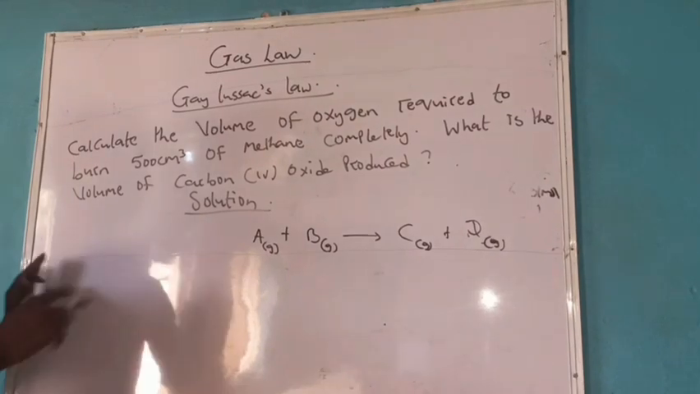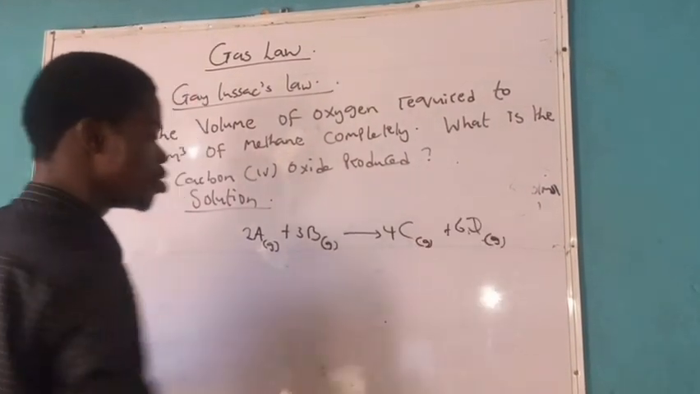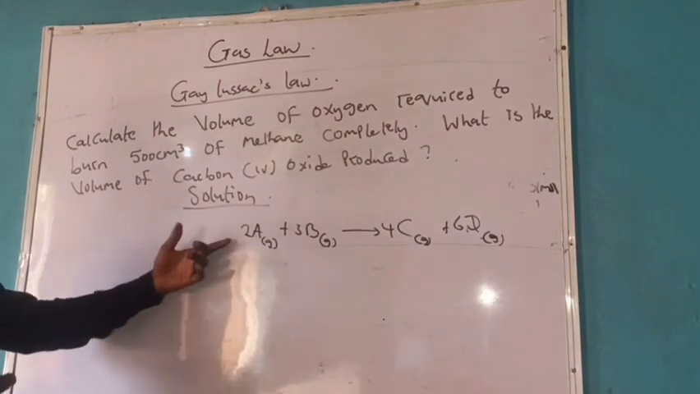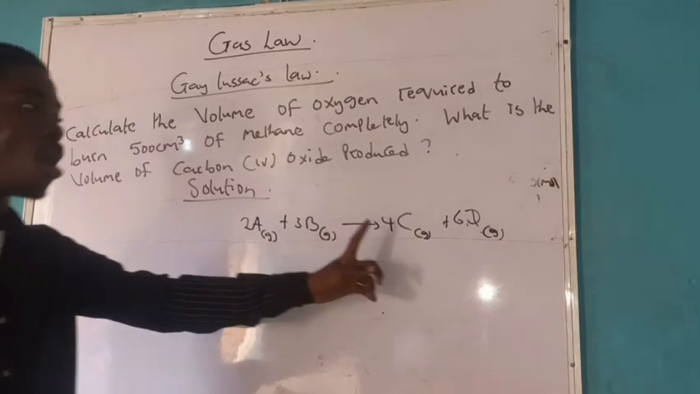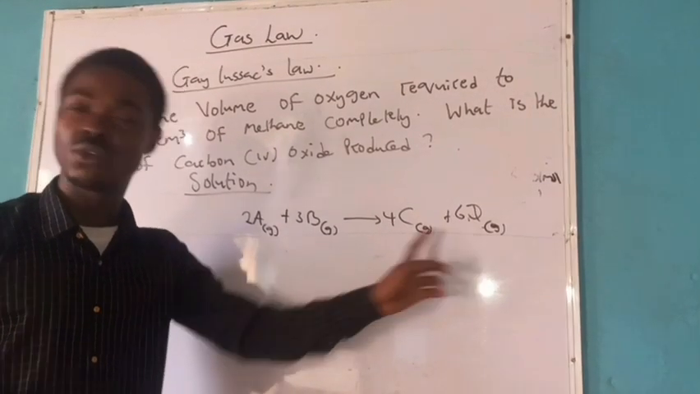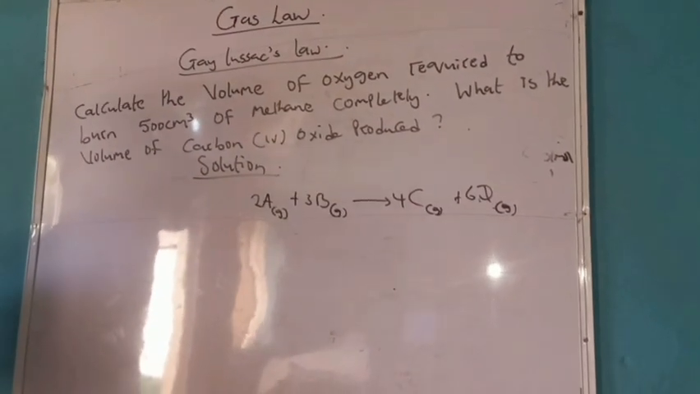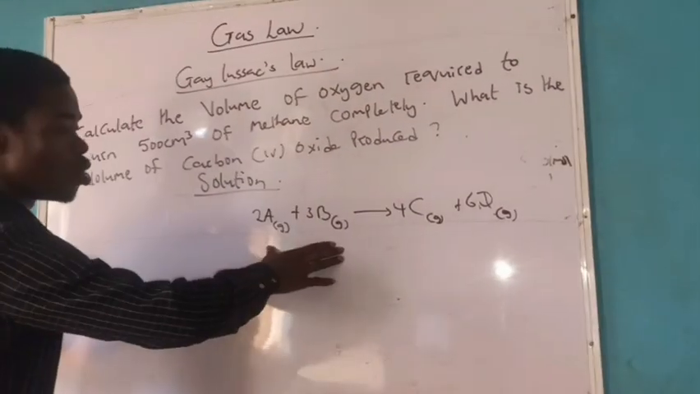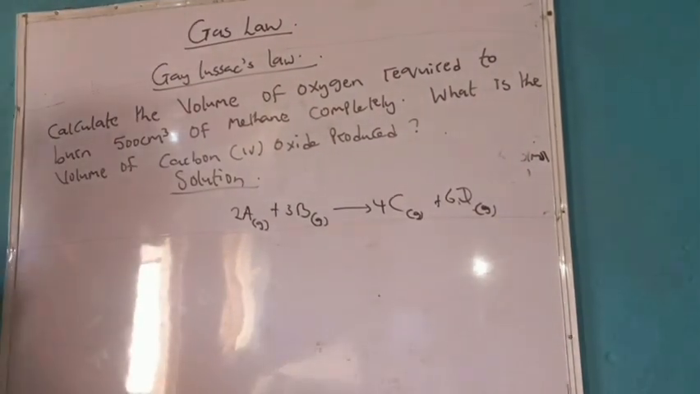So when they react together, if I have 2 mole here, 3 mole here, 4 mole here, 6 mole here, what it means is that if 2 mole of A react with 2 mole of B, I'm going to have 4 mole of C and 4 mole of D. So it's in proportion to their volume. When gases react, the combining of these gases has to do with their mole.